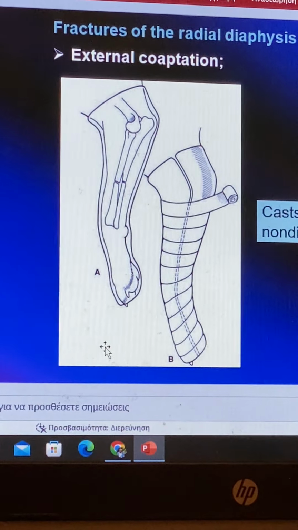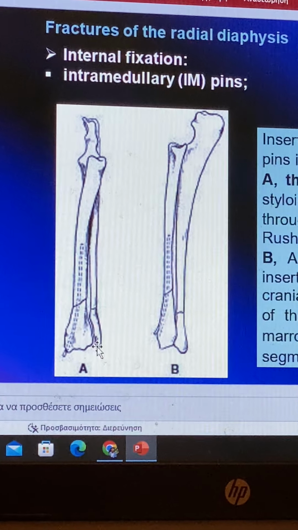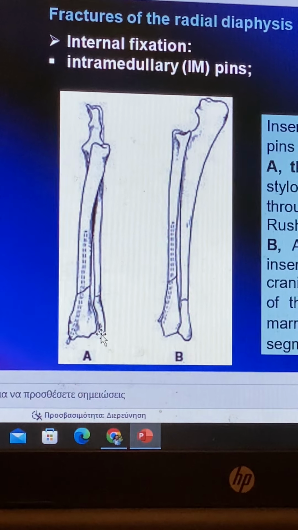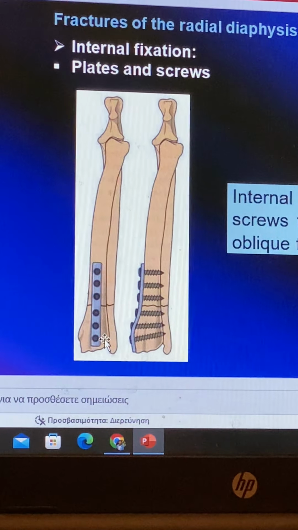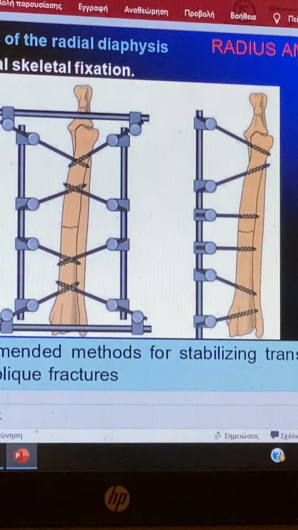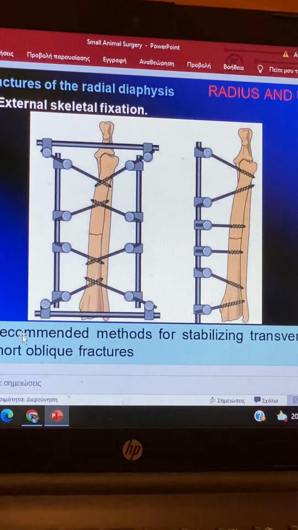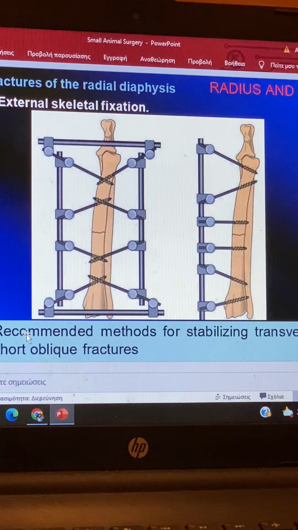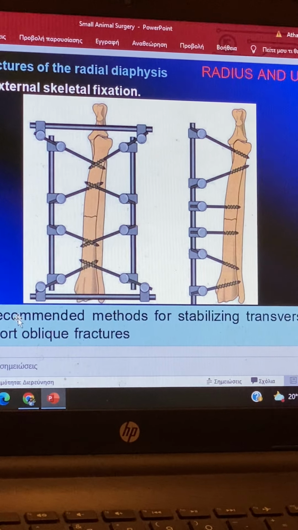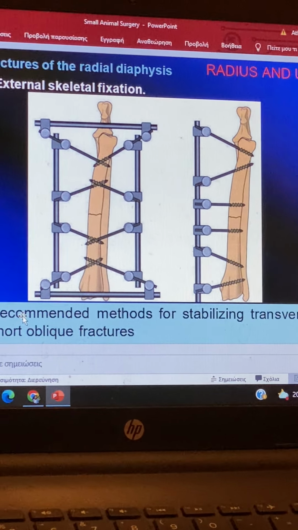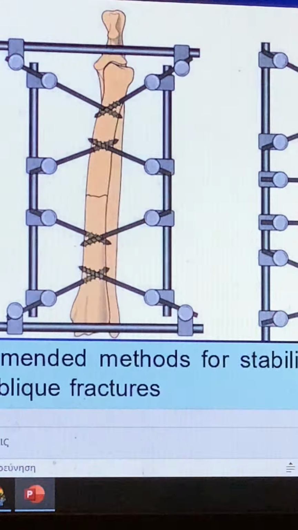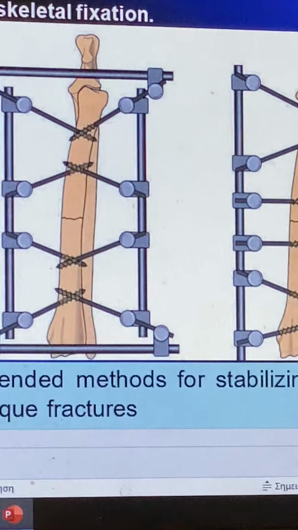Internal with intramedullary pins, we can see this here. With plates and screws, we can see this here. External skeletal fixation can be any kind of this: double, unilateral, bilateral. And the last two, the plates and external, are for cases of transverse, short oblique fractures. Now, distal fractures.